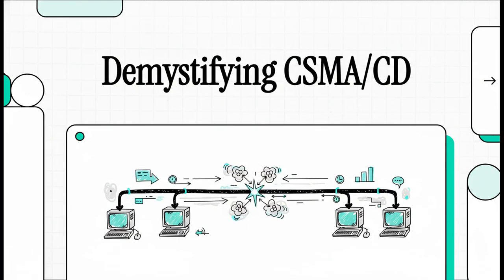Welcome to The Explainer. Today, we're going to pull back the curtain on a really clever piece of networking history. It's the ingenious system that basically kept the early internet from turning into a complete and total traffic jam.